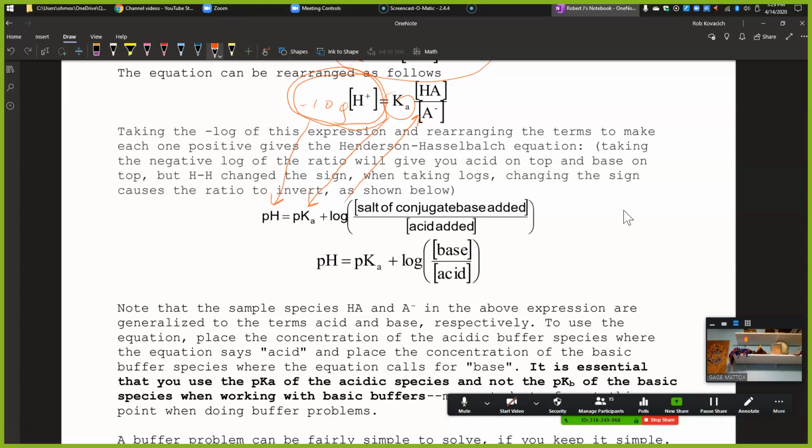It would be negative instead of positive. So to make it easier, all you need to do is flip the numerator to the denominator. So what you can see is the acid became the denominator here, and the base portion became the numerator here. And to do that mathematically and legally is I change the minus sign here to a plus sign.